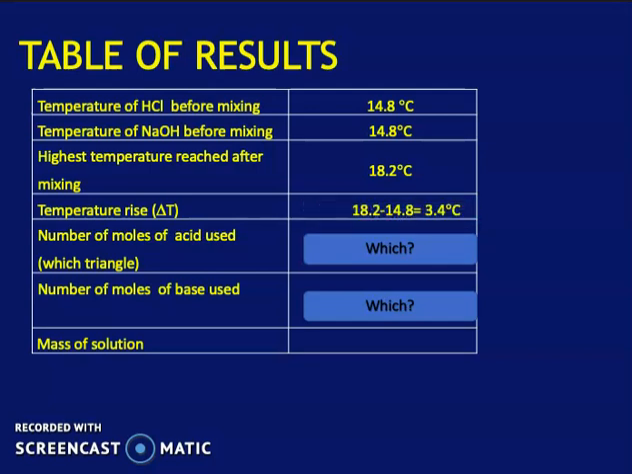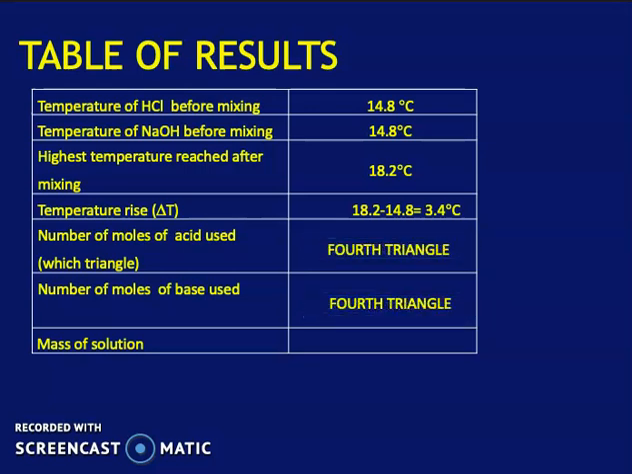3.4 degrees Celsius. Now we're doing this a little bit out of sequence, but I just didn't want to be coming back to the table of results at the very end. So you will have to calculate the number of moles of acid used, and which triangle should you use? The information you're going to have is, say, 250 centimeter cubed of 0.1 molar NaOH. What triangle does that set off alarm bells ringing? I'm hoping now you're all shouting fourth triangle, the concentration triangle is the one that we're going to use.